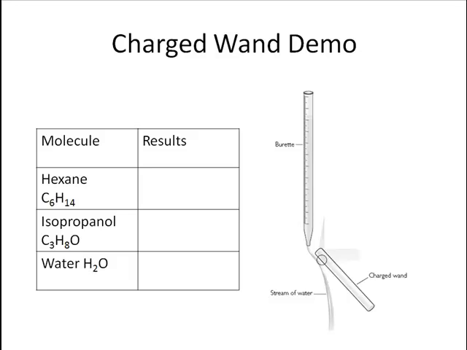So, if you look up here. Okay, place the charge wand next to it. You get a good result for Kevin.